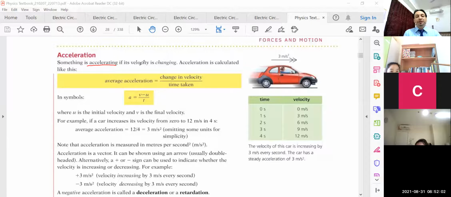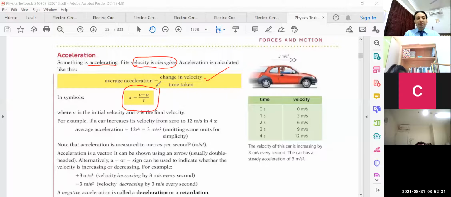Now come to this definition, children. Something is accelerating if its velocity changes. If velocity changes, students, acceleration is calculated by this equation. Acceleration or average acceleration is given by change in velocity divided by time taken. You note down this equation in your notebook, children. In mathematical form, acceleration is written by a symbol small a, which is equal to change in velocity. Change in velocity is written as v minus u by t.